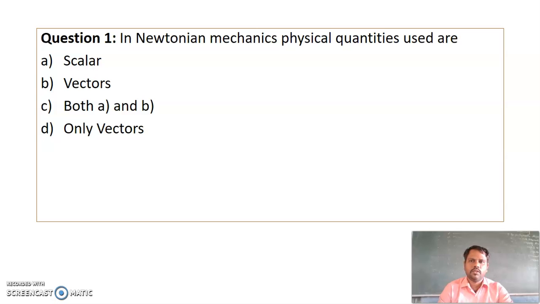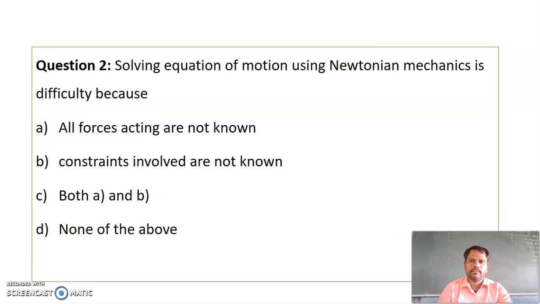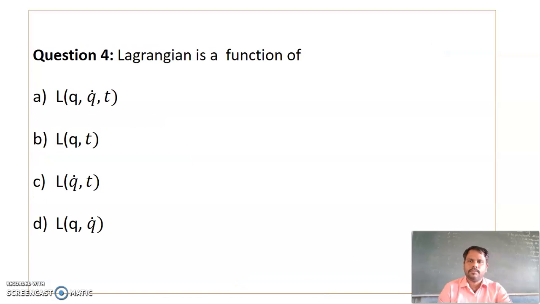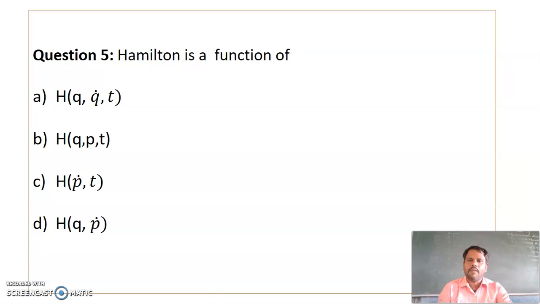In Newtonian mechanics, physical quantities used are only vectors. Question number 2. Solving equation of motion using Newtonian mechanics is difficult because all the forces are not known and constraints involved are not known. Question number 3. Lagrangian equations of motion are invariant under generalized coordinates. Lagrangian is a function of, we are saying L is equal to q, q dot, t. So option A. Question number 5. Hamiltonian is a function of q, p, t. So option is B.